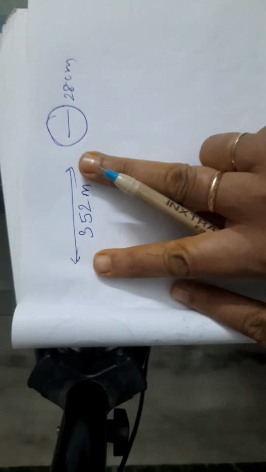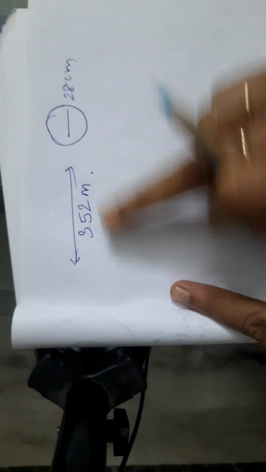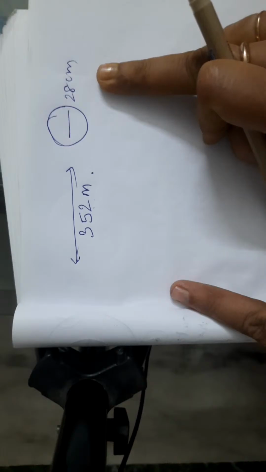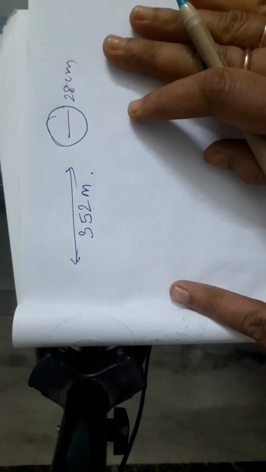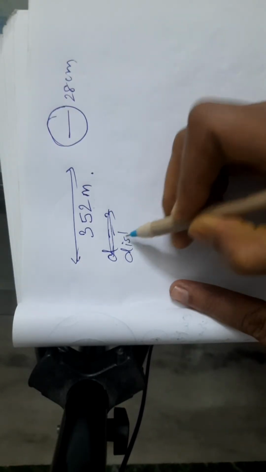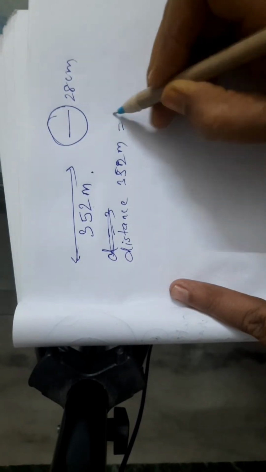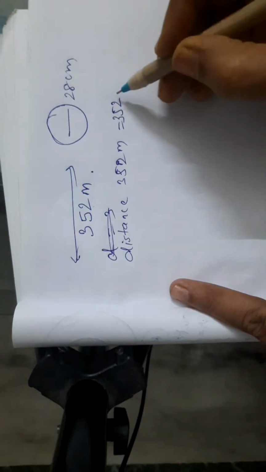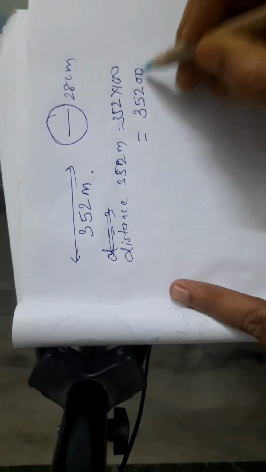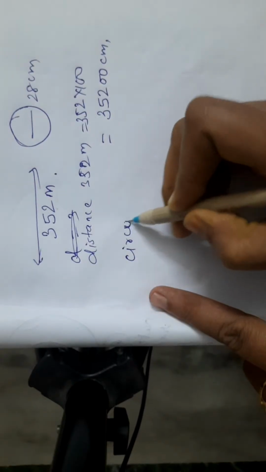To find the number of revolutions, we need to divide the distance by the circumference. Here the distance is in meter and the radius is given in centimeter. First you convert everything into the same unit. So your distance, 352 meter, is equal to 352 multiplied by 100, converting it into centimeter. So it's 35200 centimeter.